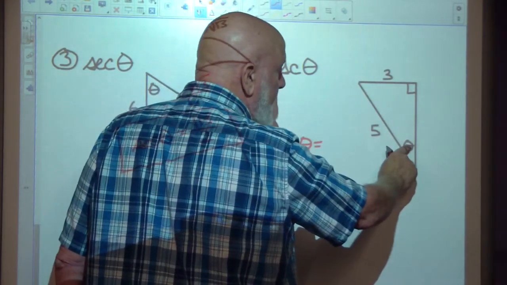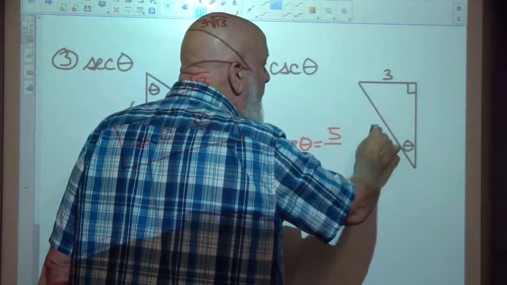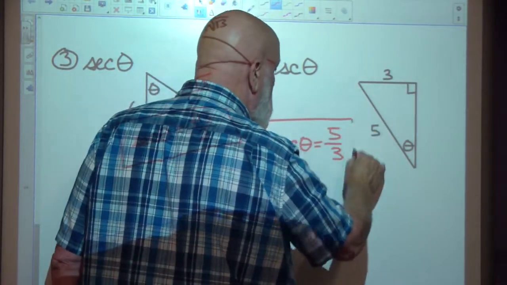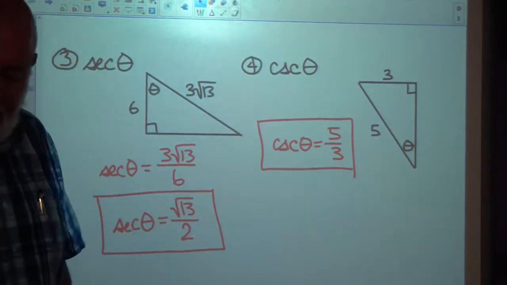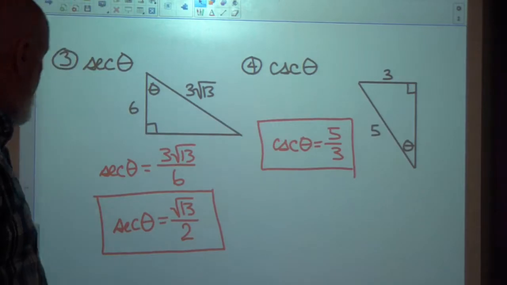From the perspective of theta, the hypotenuse is 5. Excuse me. Hypotenuse over opposite. This won't reduce, so I'm done, unless I've made a silly mistake. Let's see if I got it wrong. 5 over 3, yay! So there we go.